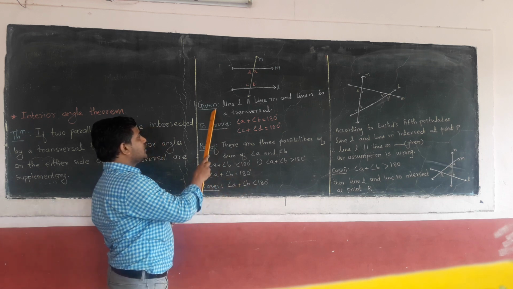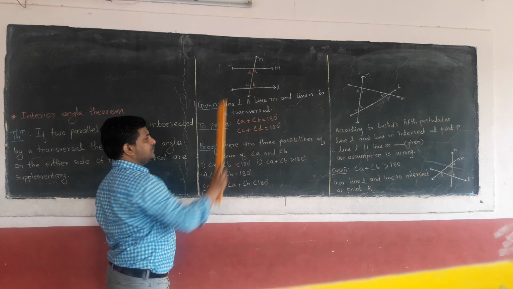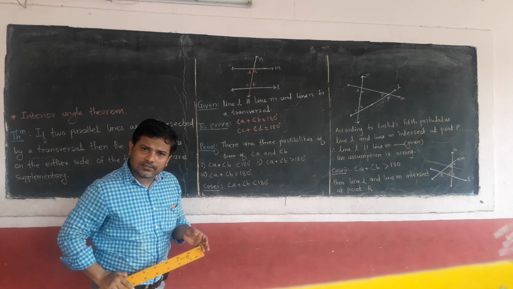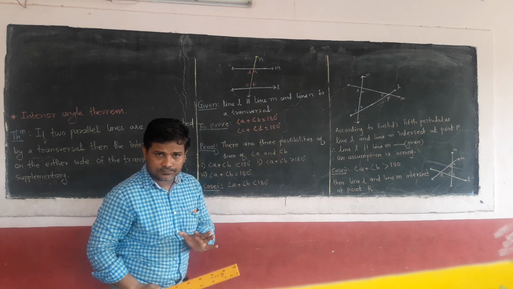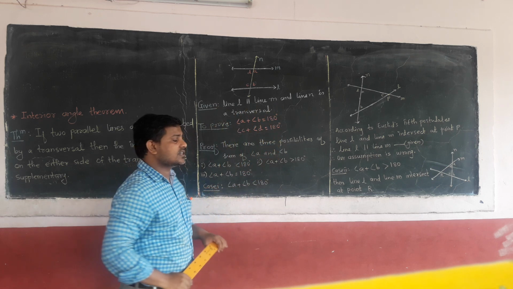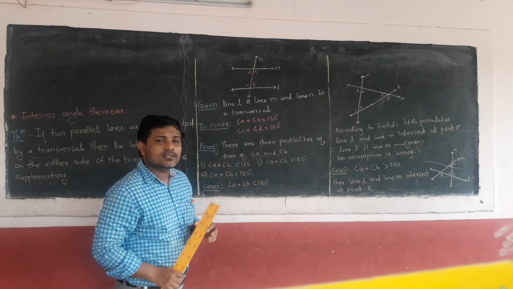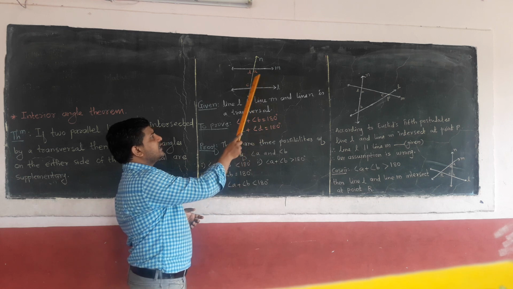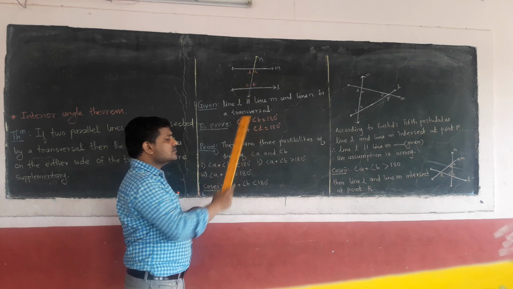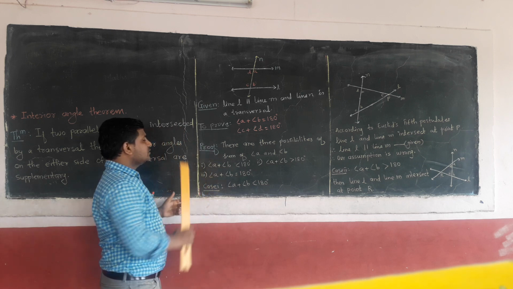Now, what is given? Line L is parallel to line M. These two lines are parallel, it is given, and line N is a transversal. This is given in the statement. And what are we going to prove? Angle A plus angle B is equal to 180, and angle C plus angle D is equal to 180. We are going to prove this here. Got it? Now, let us start the proof.